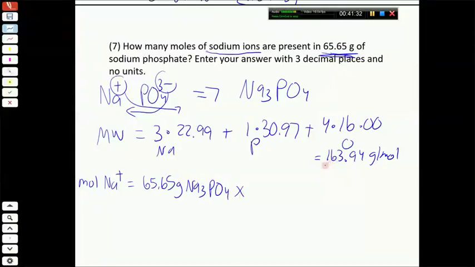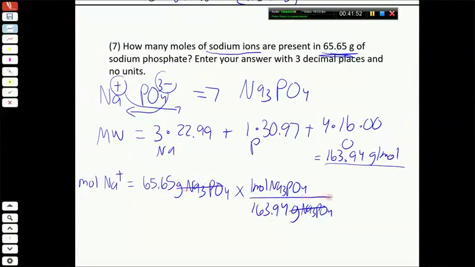And then we can use the molar mass here that we just found to convert mass into moles. So 1 mole of sodium phosphate has a mass of 163.94 grams. And this is the part where a lot of you would stop and then you would get the question wrong, because we're not looking for moles of sodium phosphate, we're looking for moles of sodium ions, Na+, and we know from the chemical formula Na3PO4 that there's 3 moles of Na+ for every 1 mole of sodium phosphate. So that's what these subscripts in chemical formulas tell us.